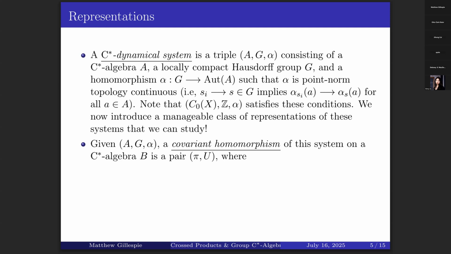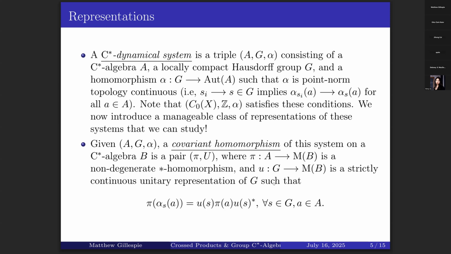So given this data A, G, and alpha, a covariant homomorphism of this system on any C-star algebra B is a pair, pi and u. Now, pi in this case is a non-degenerate star homomorphism of A into, again, the multipliers of the C-star algebra B. And u, which is a typo, this should be a lowercase u, is a strictly continuous unitary representation of G.